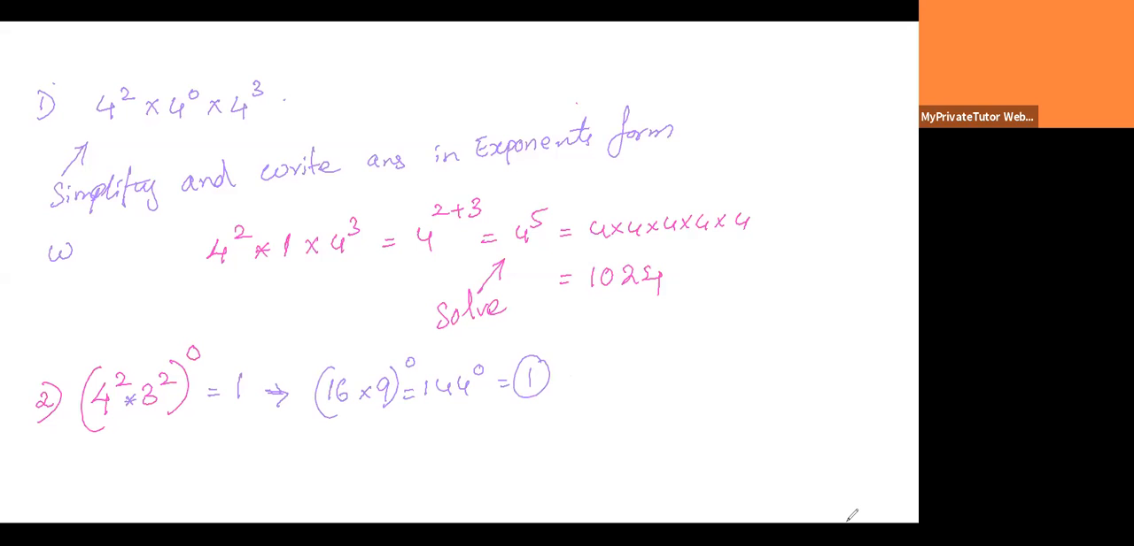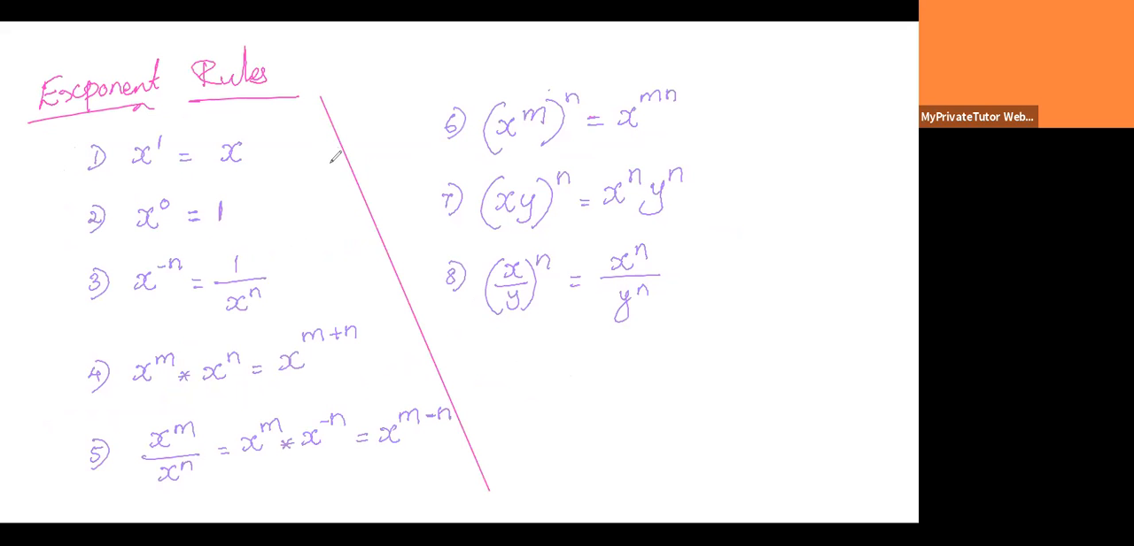So let's go to the rules again. Let me show you the rules. Just have a look at the rules. X power 1, x power 0 is 1. The negative exponent, what will happen? It will go to the denominator, right? And whenever you are multiplying the exponents, we need to add. While dividing, we need to subtract. And the next three, I will explain now.